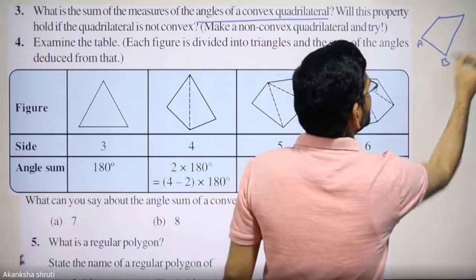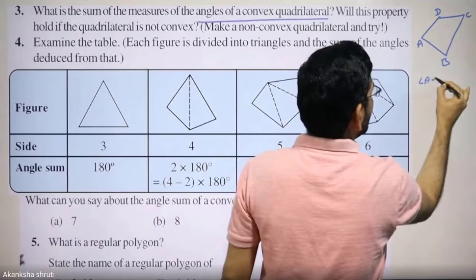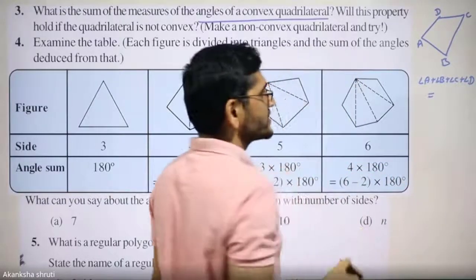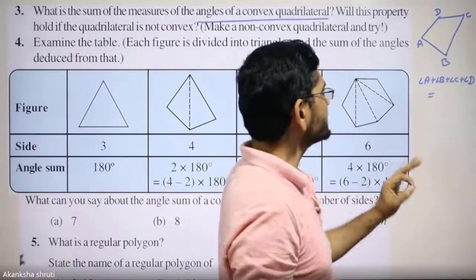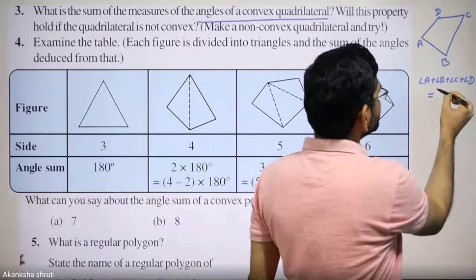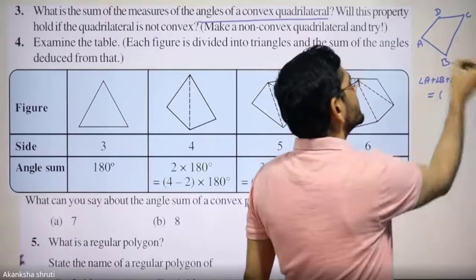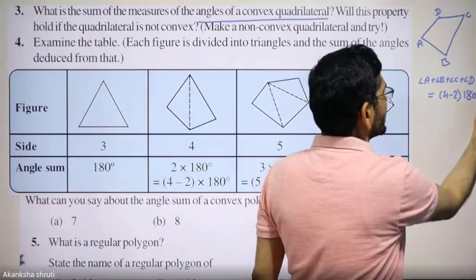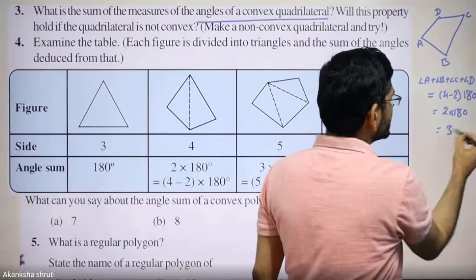Quadrilateral means it has 4 sides. So the sum of the internal angles A plus angle B plus angle C plus angle D is, yeah. So students, since here it contains 4 sides, the number of sides minus 2 is what we have to do for getting the sum of internal angles. So it is 4 minus 2 into 180 degrees. So it is 2 into 180 degrees. So it is our 360 degrees.